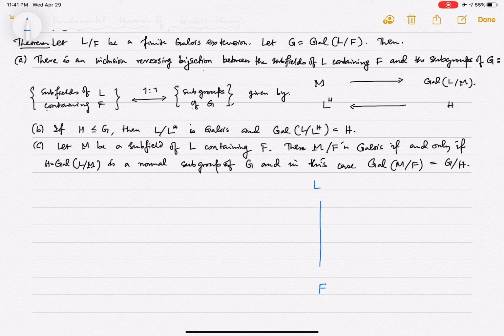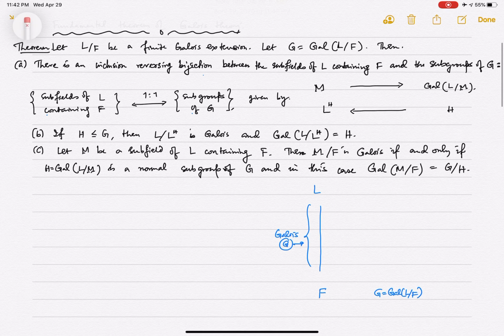with Galois group G. So I'll write G for the Galois group. We need a one-to-one correspondence between fields that are in between L and F and subgroups of G. So you give me a field M that is in between L and F, and I have to produce a subgroup of this Galois group G.